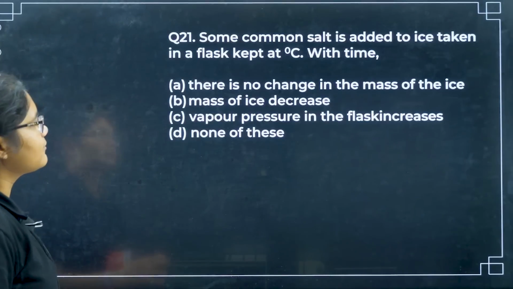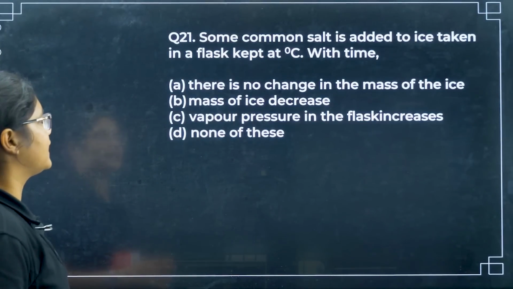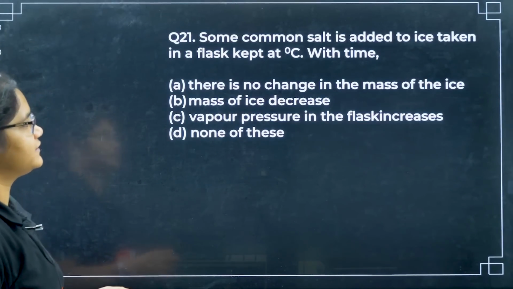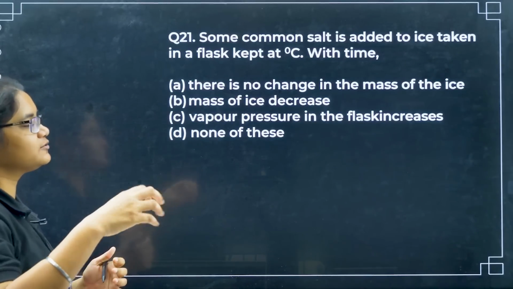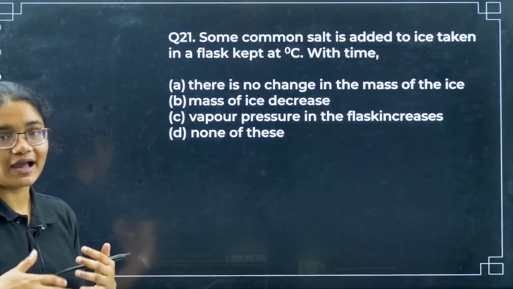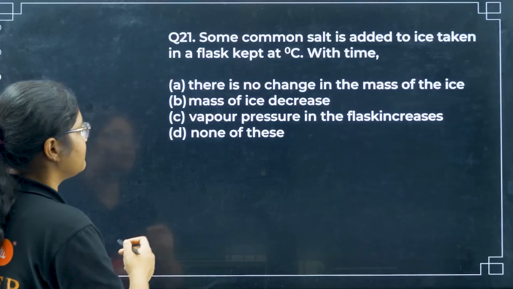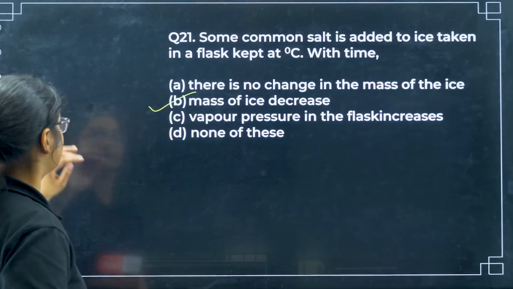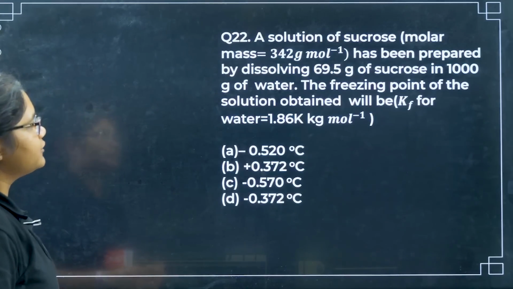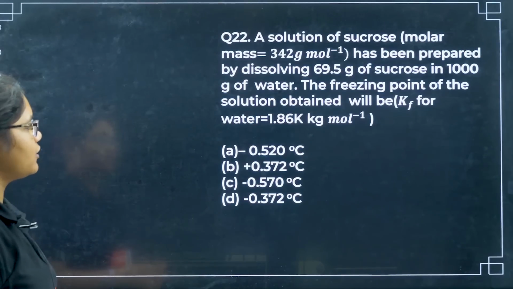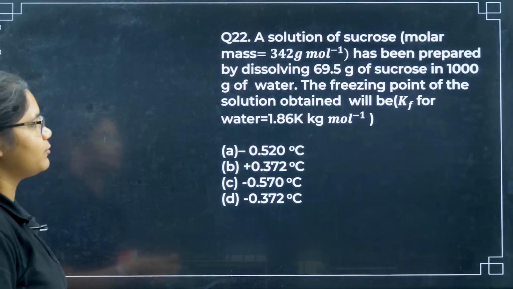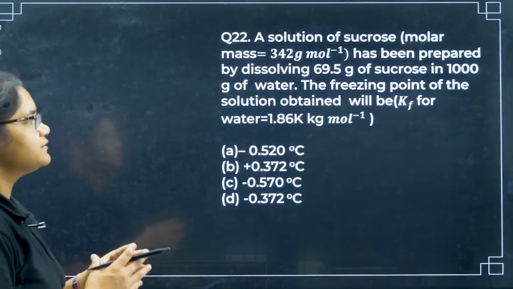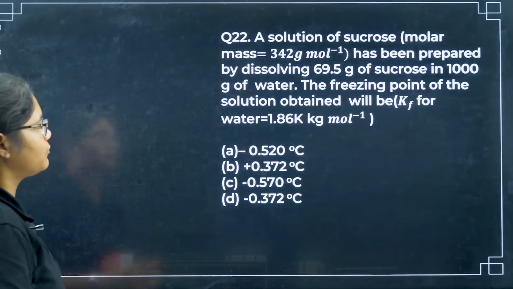Okay, next, some common salt is added to ice taken in a flask kept at 0 degrees Celsius with time. So what happens when you add some salt? The freezing point decreases, so the ice will melt, right? If the ice melts, the mass of the ice will decrease. Next, a solution of sucrose has been prepared by dissolving 69.5 gram of sucrose in 1000 gram of water. The freezing point of the solution obtained will be... Very direct question from your colligative properties.